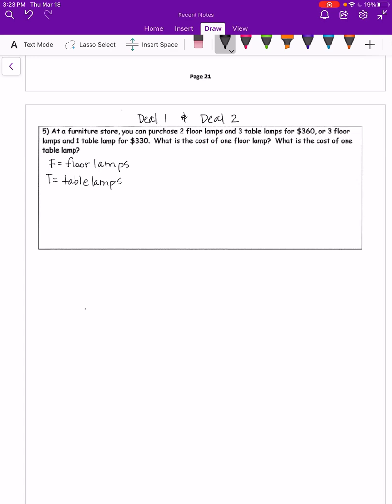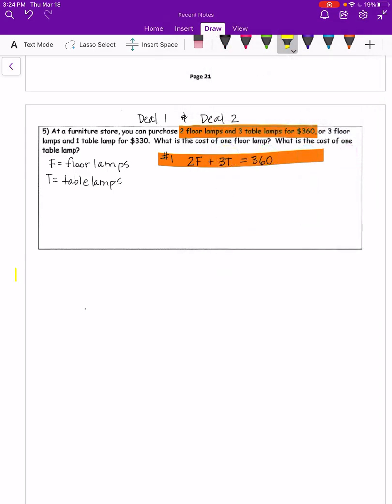Okay, so now deal number 1 is going to come from here. So deal number 1 says you can do 2 floor lamps and 3 table lamps for $360. So I'm going to do 3 floor lamps, so 3F. Oh, I'm sorry. No. It's 2. Whoops, all right, hold on. So let me try that again. So let me highlight right here. Okay, now, sorry, it says 2 floor lamps. Sorry about that. 2F plus 3 table lamps, 3T equals $360.